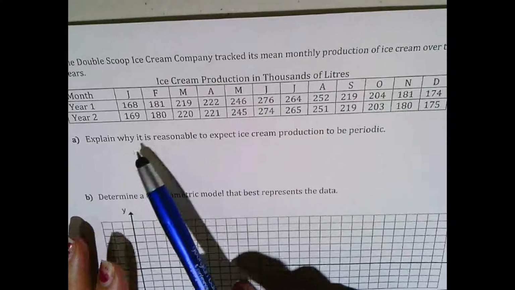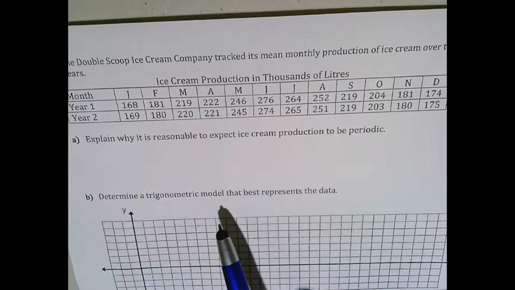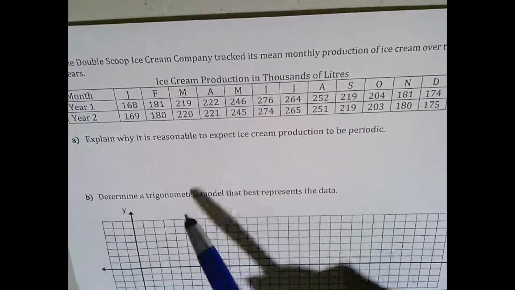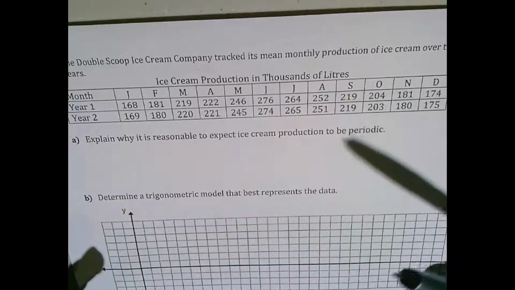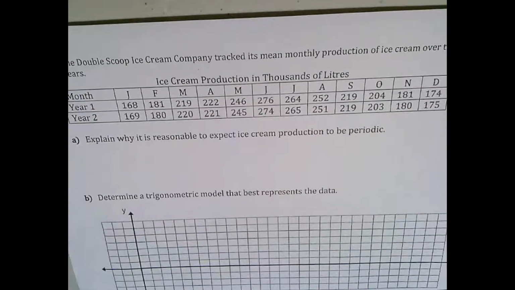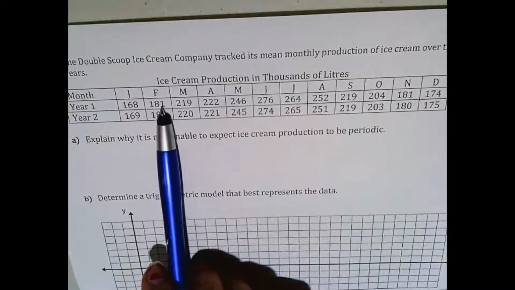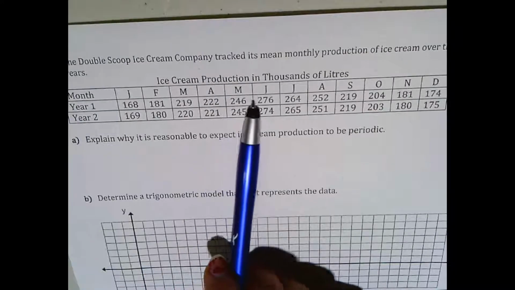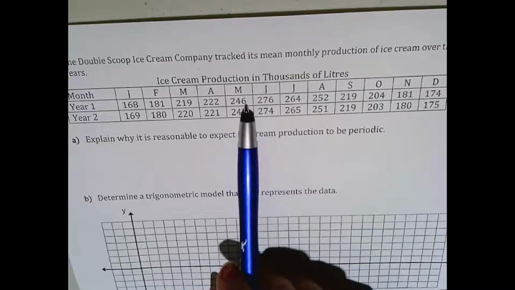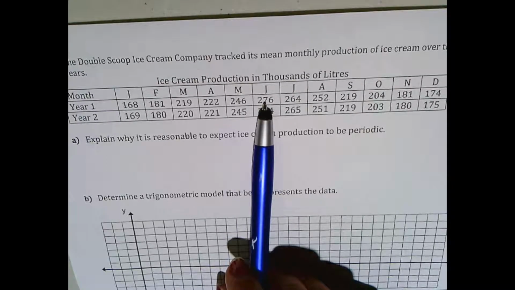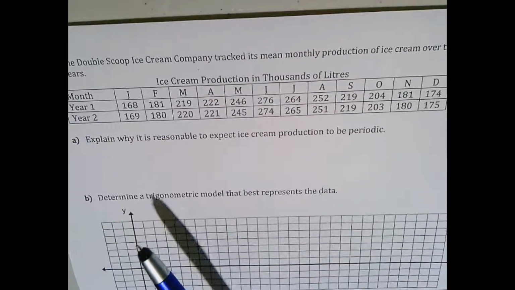Okay, so first of all, explain why it is reasonable to expect ice cream production to be periodic. Well, how much ice cream do you eat in January compared to July? A lot more. When it's hot outside, we eat more cold things like ice cream. So in the winter months, the production is low, but as it gets warmer, it starts to pick up, and then July or June is the highest, and then it starts to slowly drop.